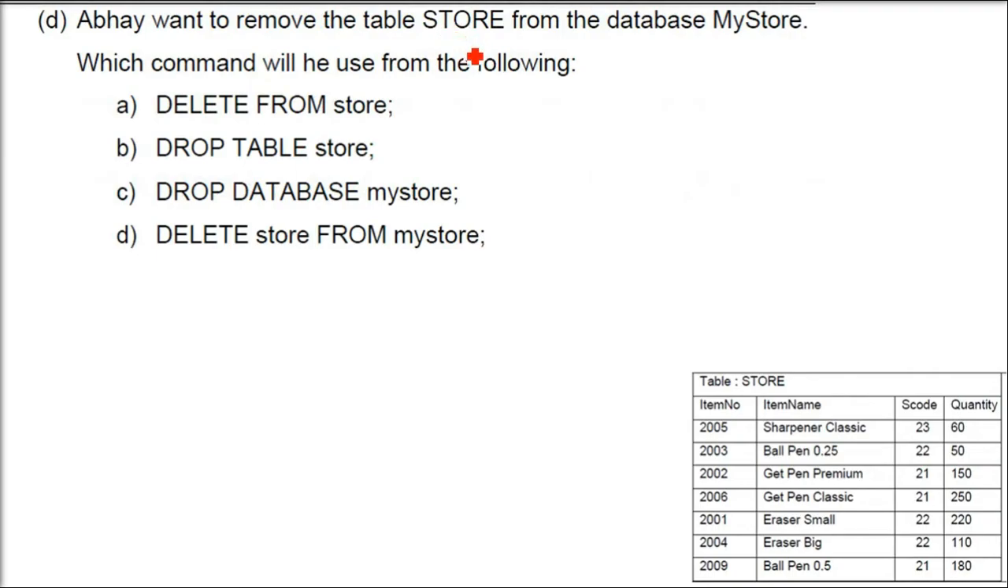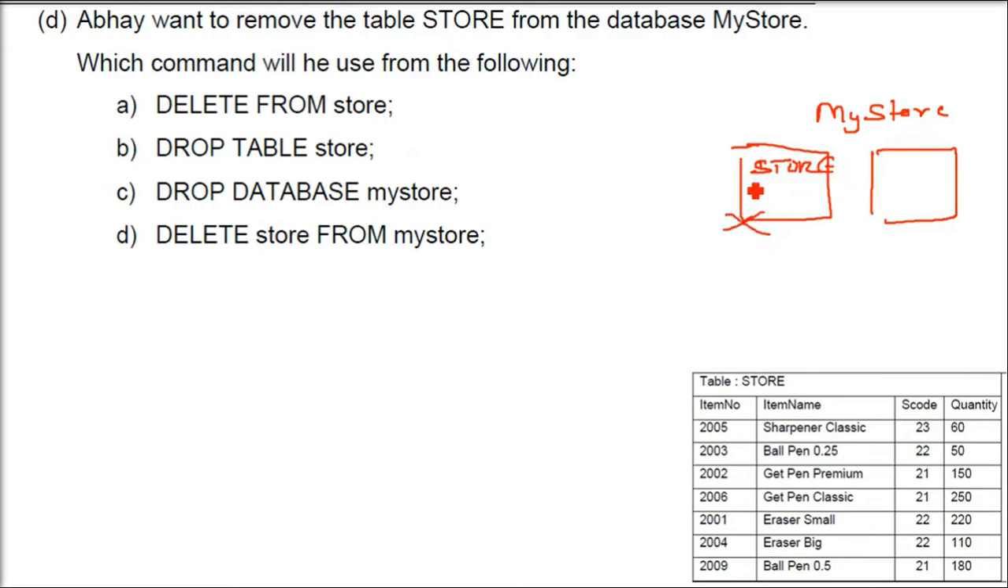Now I want to remove the table store from the database MyStore. Which command will he use from the following? Okay, for that it's very straightforward, drop table. So he has a database as we saw in the question, MyStore. So assume that there are multiple tables in a database. So he wants to delete this one table. So we don't delete. There is no delete. Here drop table. Drop table store.